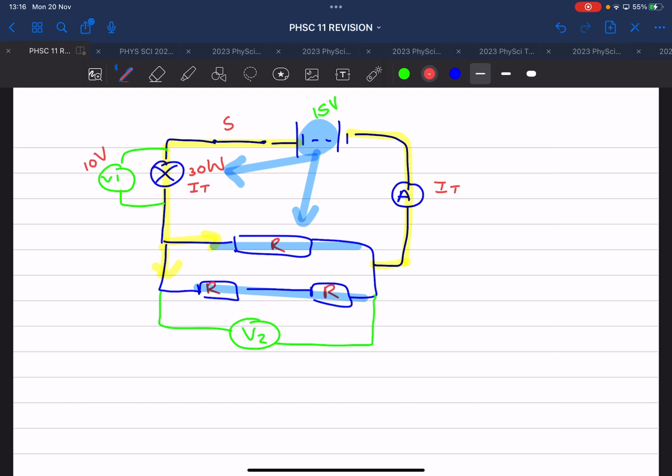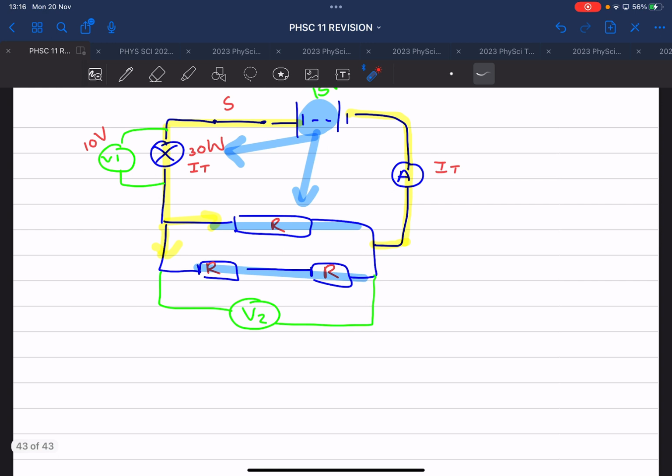Elk van die 3 identiese resistors het 'n weerstand R, so they're all the same. Exactly the same. You can ignore the internal resistance here. Why do they say that? Because next year we do internal resistance. En dan sê hulle V1 het 'n drywingswaarde van 30 watts. Okay.